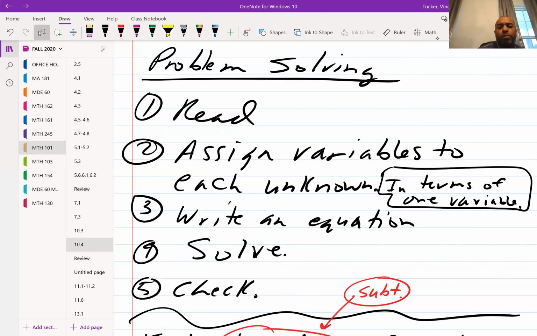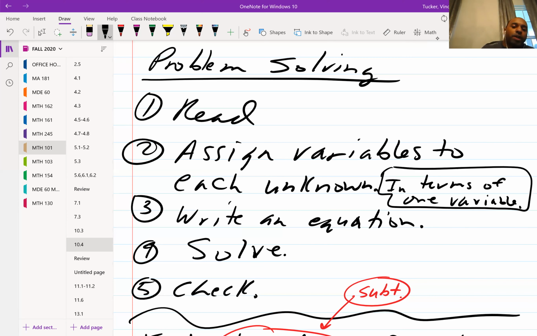Then you're going to assign variables to each unknown. And also note what we have right here: we're going to write that in terms of one variable. And I'll show you what I mean in a second. If we have more than one unknown, say 3 unknowns, we don't want to call one x, one y, and then the other one z. The way that these problems are given to you, you'll be able to write them in terms of just one variable.